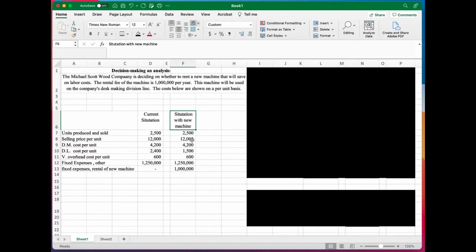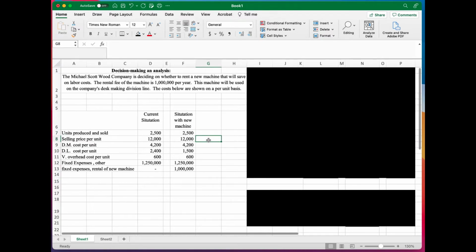So just by looking at these, we're going to walk through and get an idea of what's happening. Well, the units produced and sold are 2,500. We could see that they do not change under the current situation or the situation with the new machine. So alternative 1 and alternative 2, the units produced and sold are identical. That means the number of units produced and sold is irrelevant because they do not differ between the two situations.